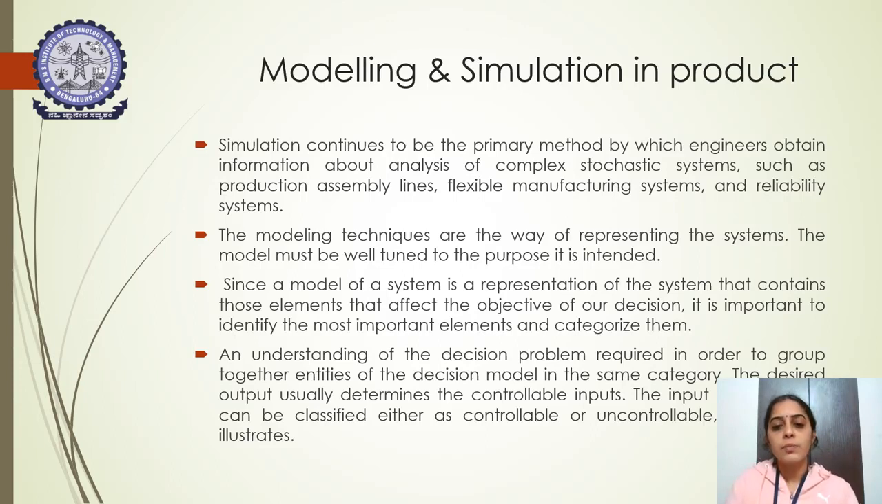Since a model of a system is a representation of the system that contains those elements that affect the objective of our decision, it is important to identify the most important elements and categorize them. So what do you understand from this? Modeling techniques are always associated with the elements. In order to get the required system in a model, you should be able to identify which are the required elements and how you will categorize those elements. For this, you should have a strong understanding of the decision problem in order to group together the entities of a decision model.